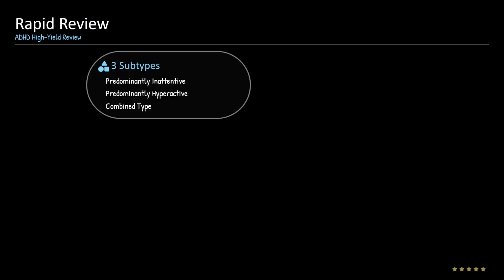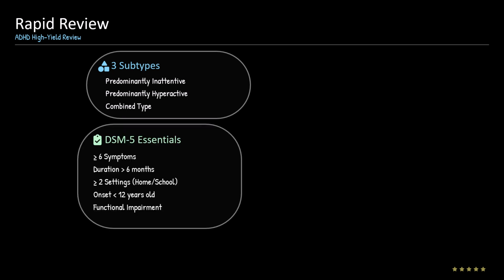There are 3 subtypes of ADHD: inattentive, hyperactive, and combined type. For the DSM-5 criteria, there must be at least 6 symptoms for a duration of 6 months in at least 2 settings, typically home and school, and the onset must be less than 12 years old, and there must be functional impairment.